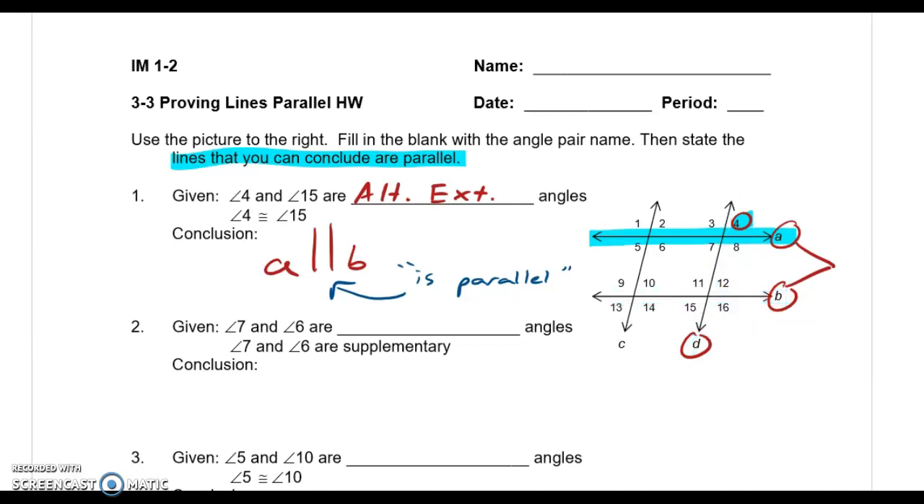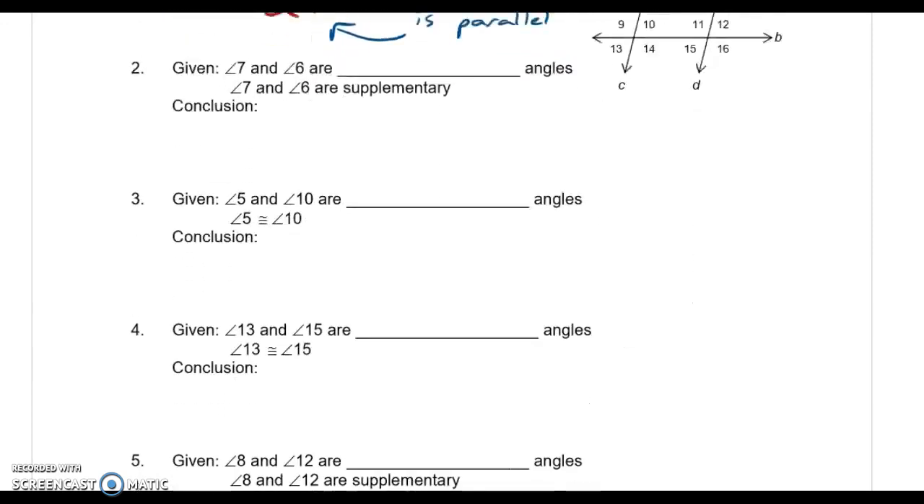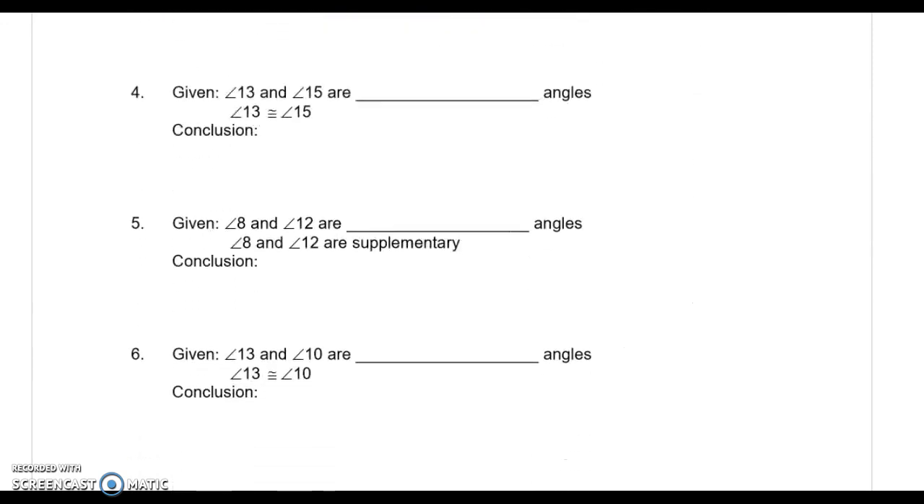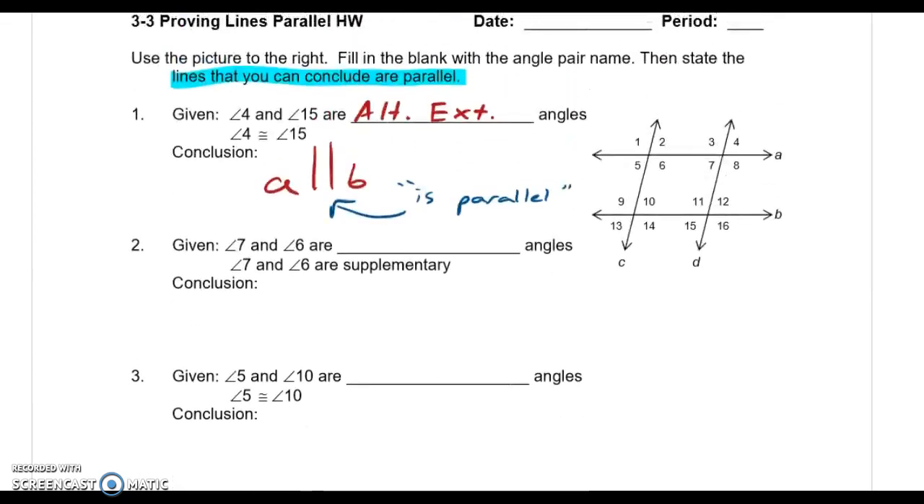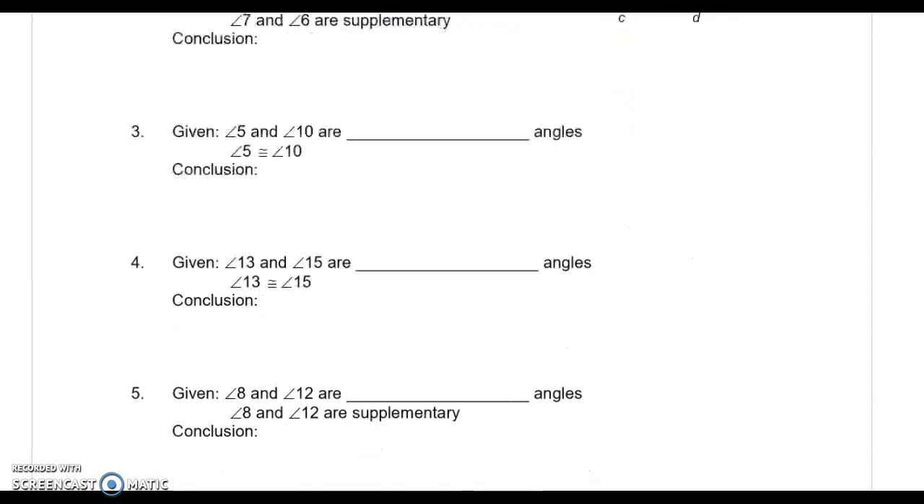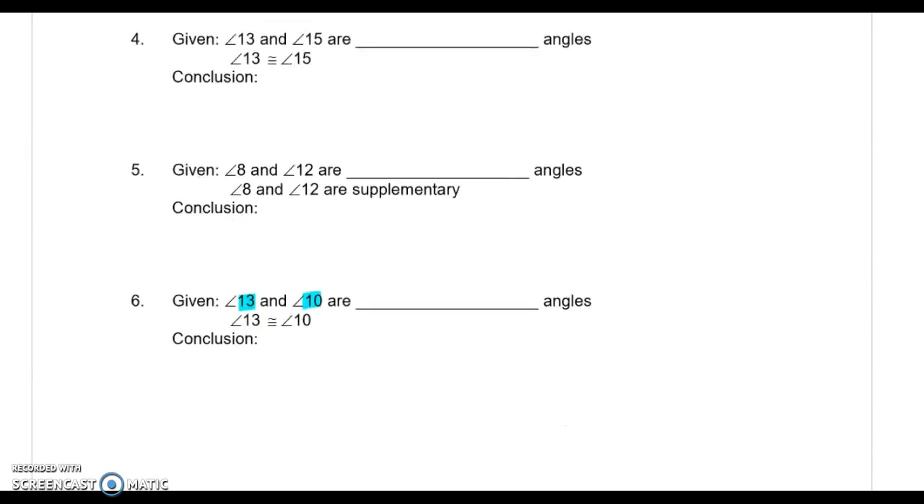So the last one for this section that I want to go over, let me clear this off, is number 6. Number 6 says 13 and 10 are. We see 13 and 10 are right here. If you remember from the last unit, which is going to be important since you have the retest again, 13 and 10 are vertical angles. So let's go ahead and write that in.